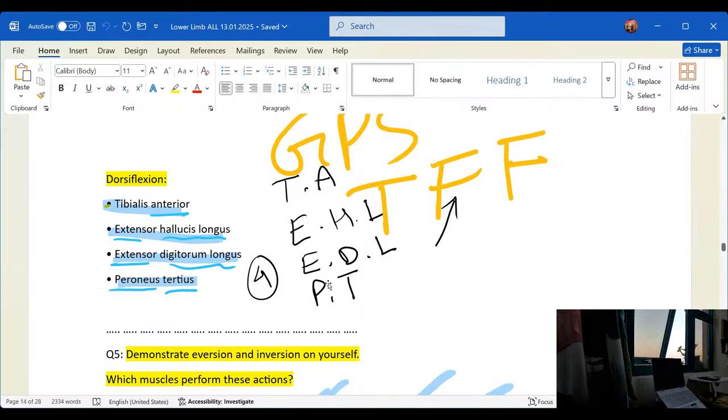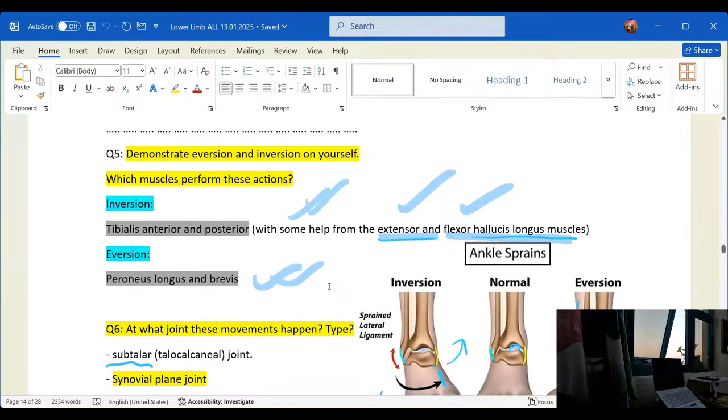extensor digitorum longus. Demonstrate eversion and inversion. This is eversion and inversion. Eversion: peroneus longus, peroneus brevis. And inversion: tibialis anterior, tibialis posterior, with the extensor hallucis longus, flexor hallucis longus.